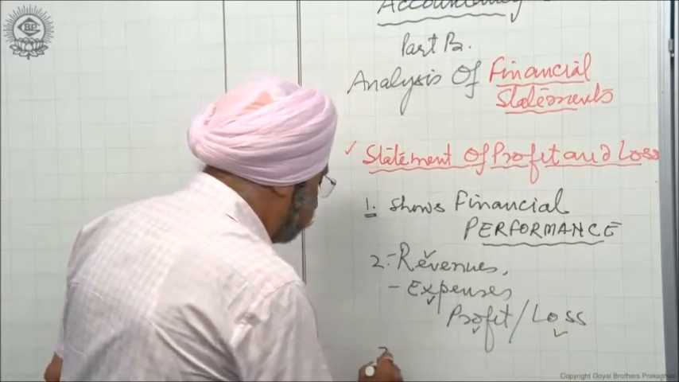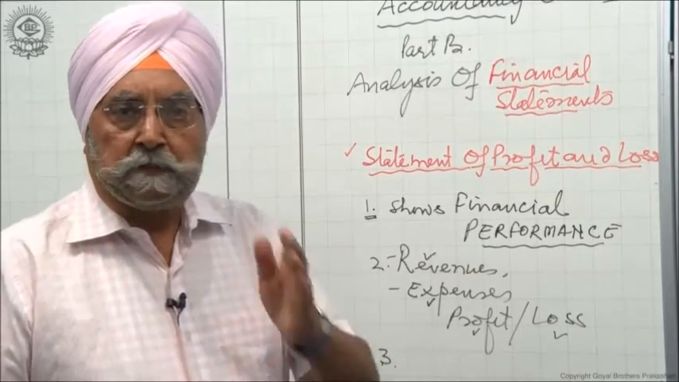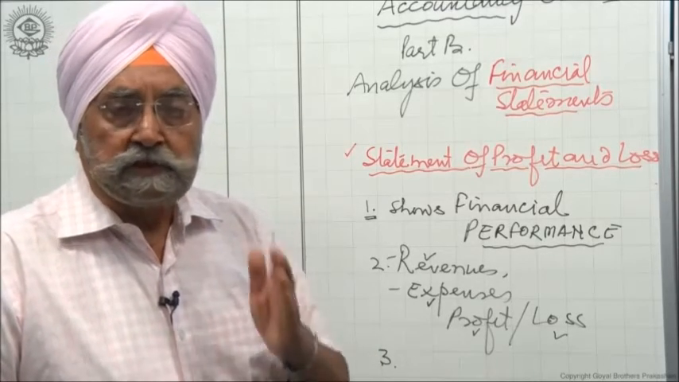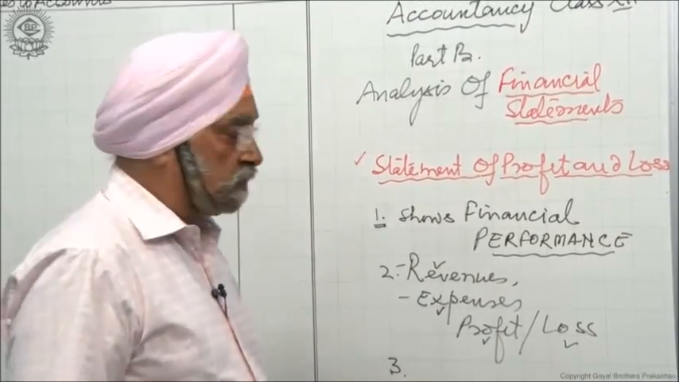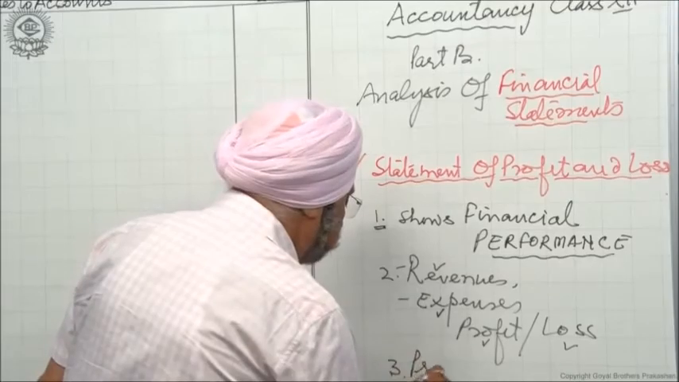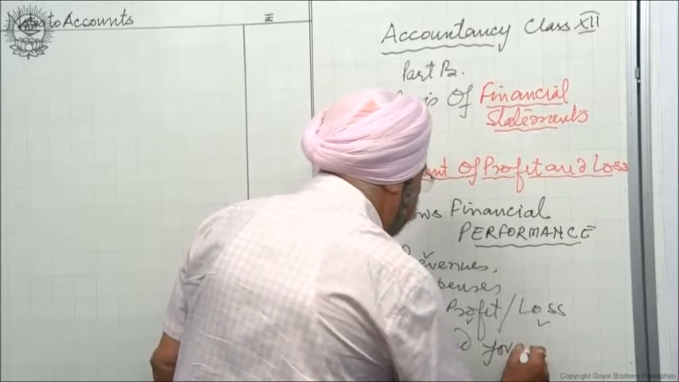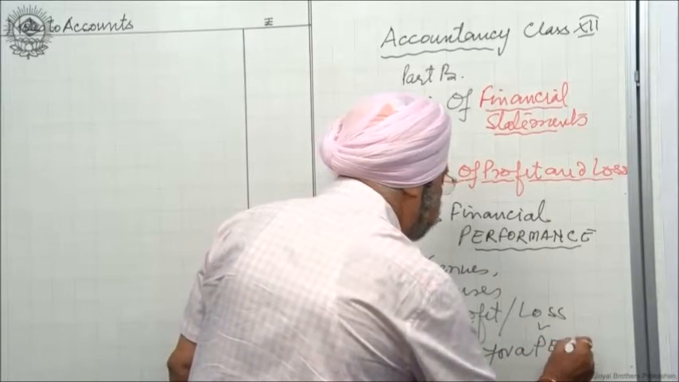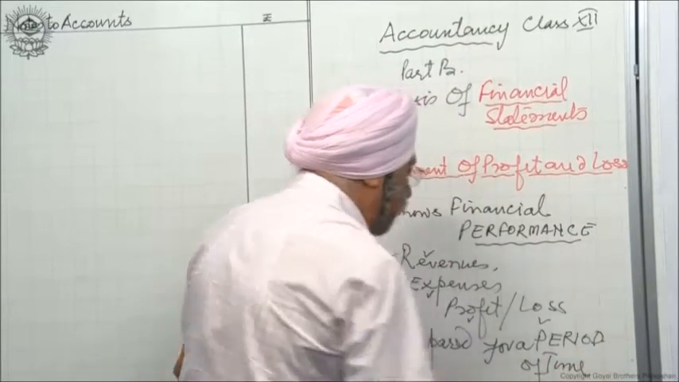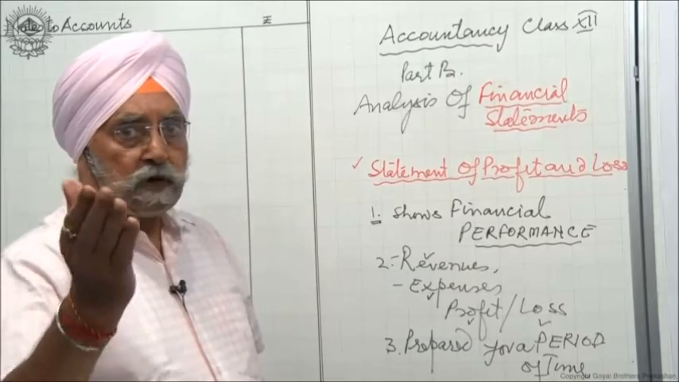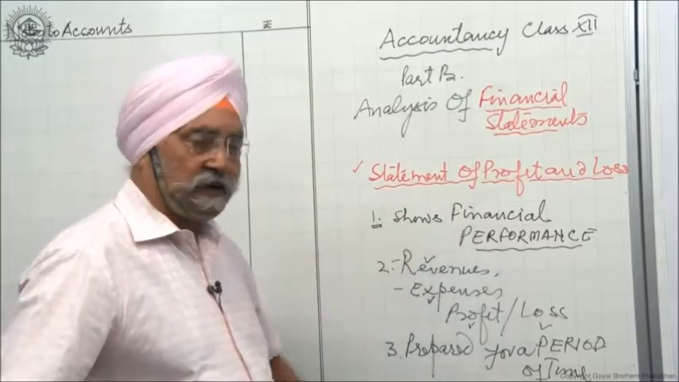And third is, balance sheet is prepared at a point of time. This is prepared for a period of time. It is prepared for 1 year. It is a period. So, not a point of time. As against point of time, remember point of time, balance sheet. Period of time, this is statement of profit and loss account.